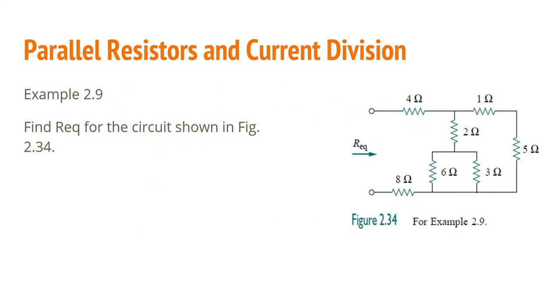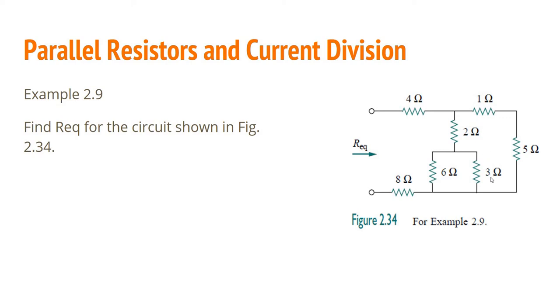Okay, example 2.9. Find the equivalent resistance for the circuit shown in figure 2.34. This circuit is a mix of series and parallel, with a series combination in parallel with another resistor. To find the equivalent resistance, start from the outermost, which is the 5. Looking at the figure, the 1 ohm is connected in series with the 5 ohms, so you can total them directly. Meaning, the equivalent resistance of these two resistors is 6 ohms.